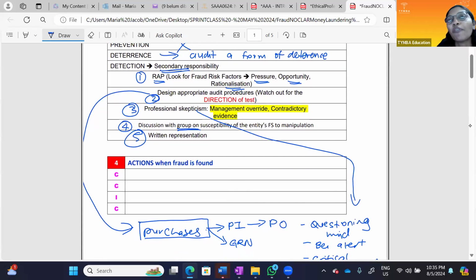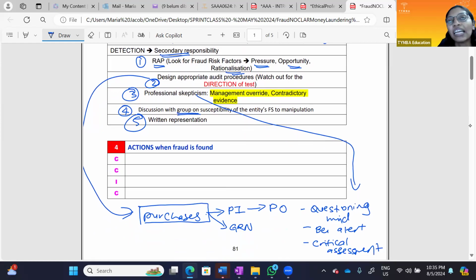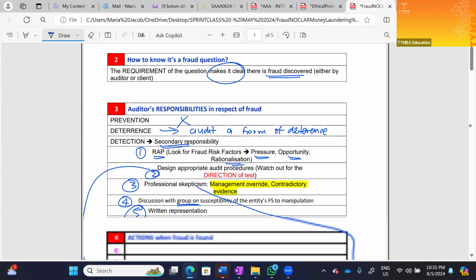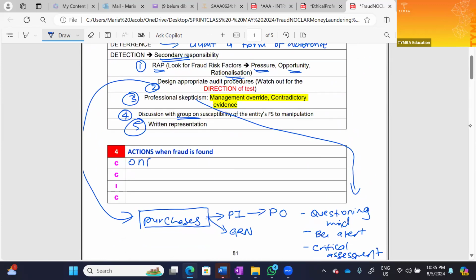Now, assuming you have already identified it, you have to do CCIC. What does CCIC mean? The action when the fraud is already found. Number one, you're supposed to confirm it. You saw that and you want to really confirm it, make it a strong one. For example, you increase the sample size. So you have to confirm it.